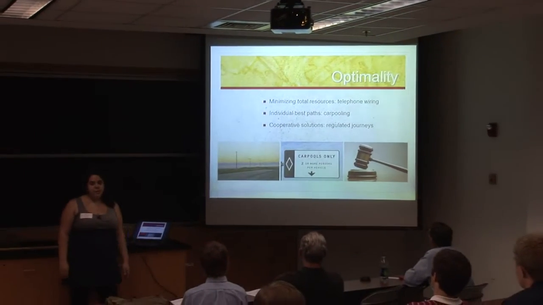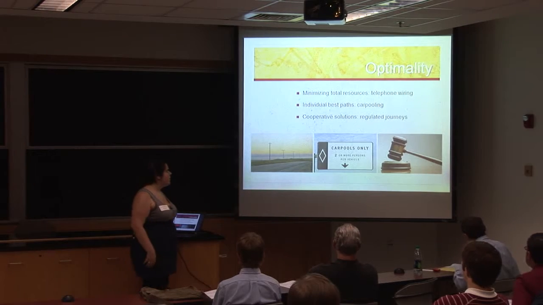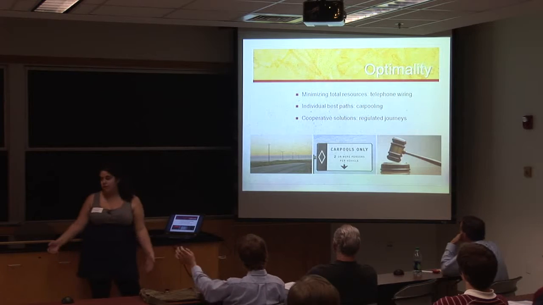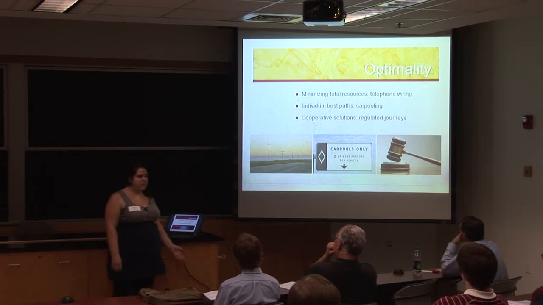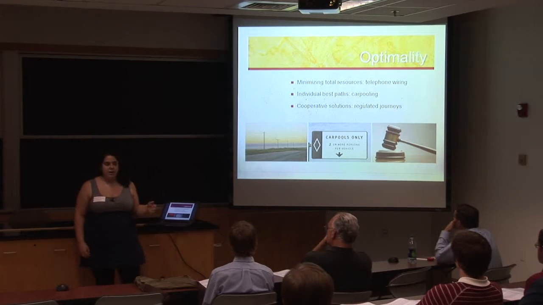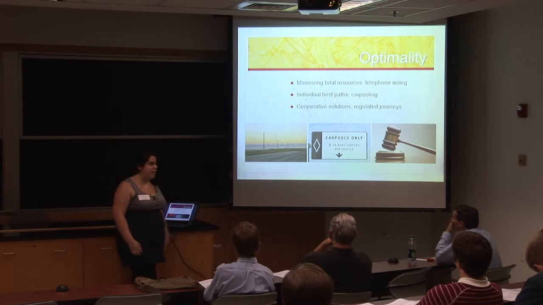So my work has mostly been in looking into different optimality conditions in graphs and solving for that in shared graphs. So the first one is minimizing total resources. You can kind of think of this as telephone wiring. If the vertices are telephone poles and the edges are wires, the government's paying for all of the wiring. They don't care how long it takes for one individual path to go. They just want to minimize the total resources because they're paying for all of it.